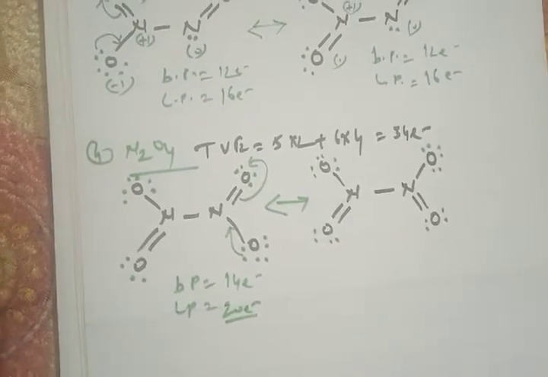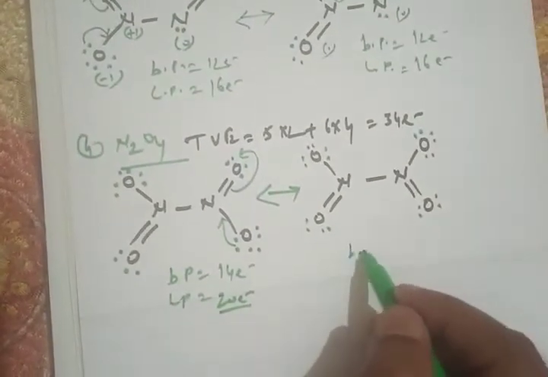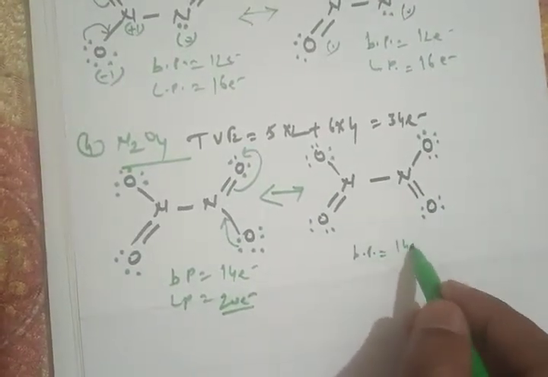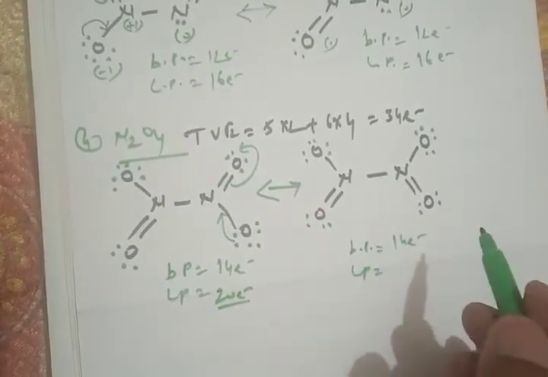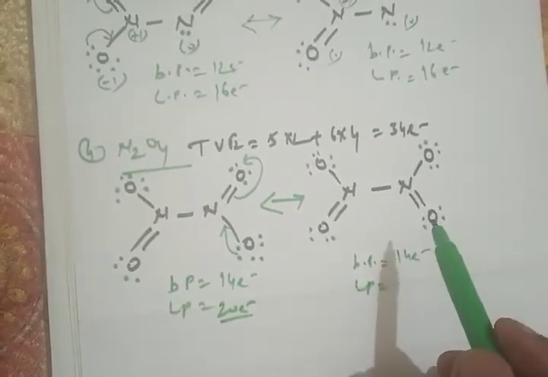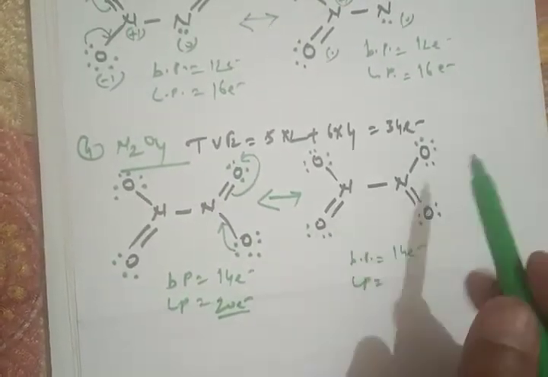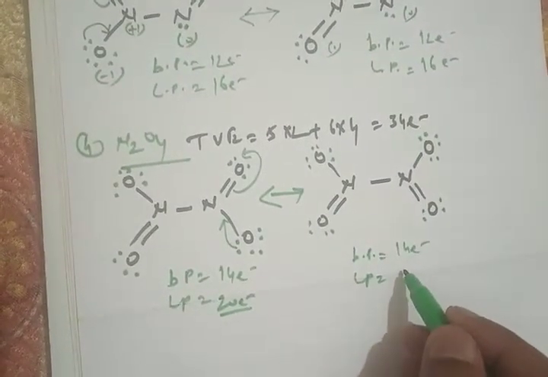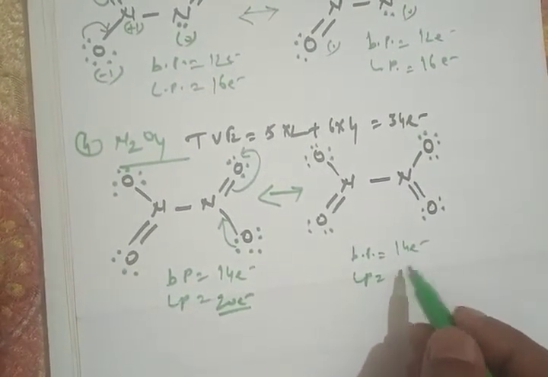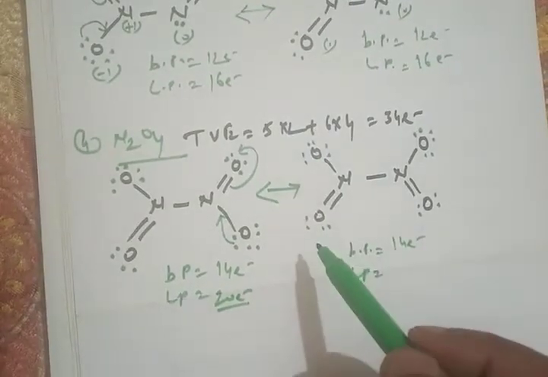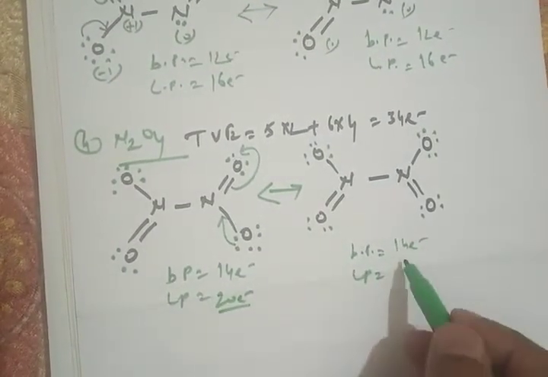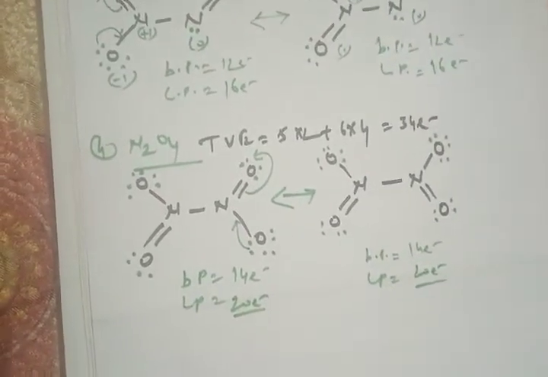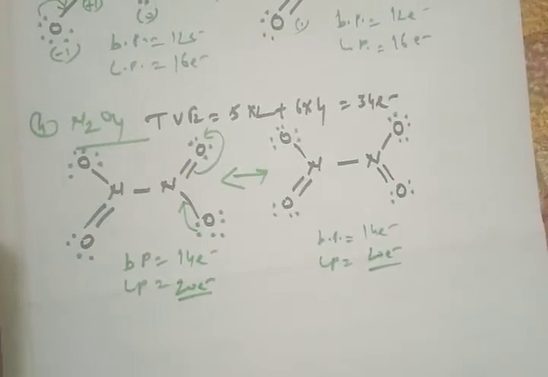Okay, then count the bond pair and lone pair. So bond pair 4, 6 and 7, again it will be 14. Lone pair, so lone pair is 6, 6 is 12, 14 and 18, 20, 6 and 6 is 12, then 16 and then 20. So the lone pair is also 20. So there is no change in the bond pair and lone pair counting.